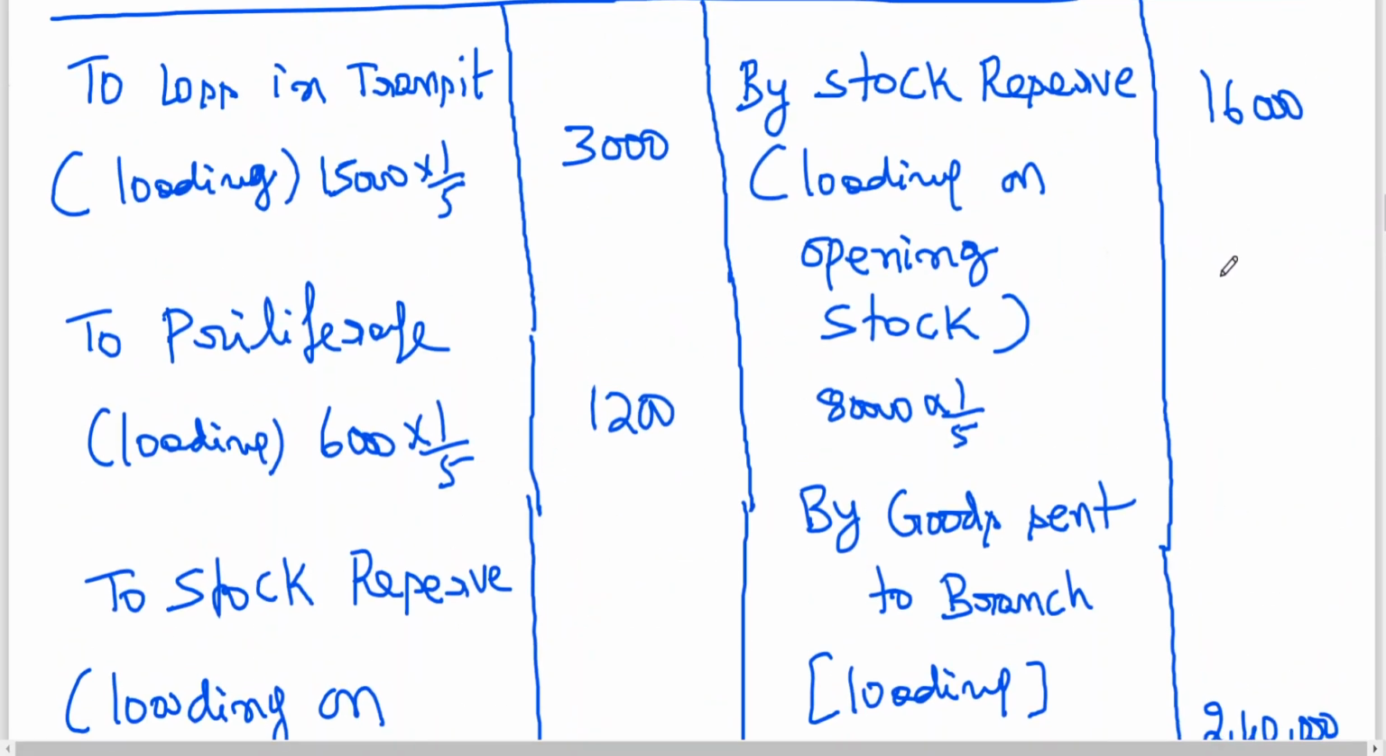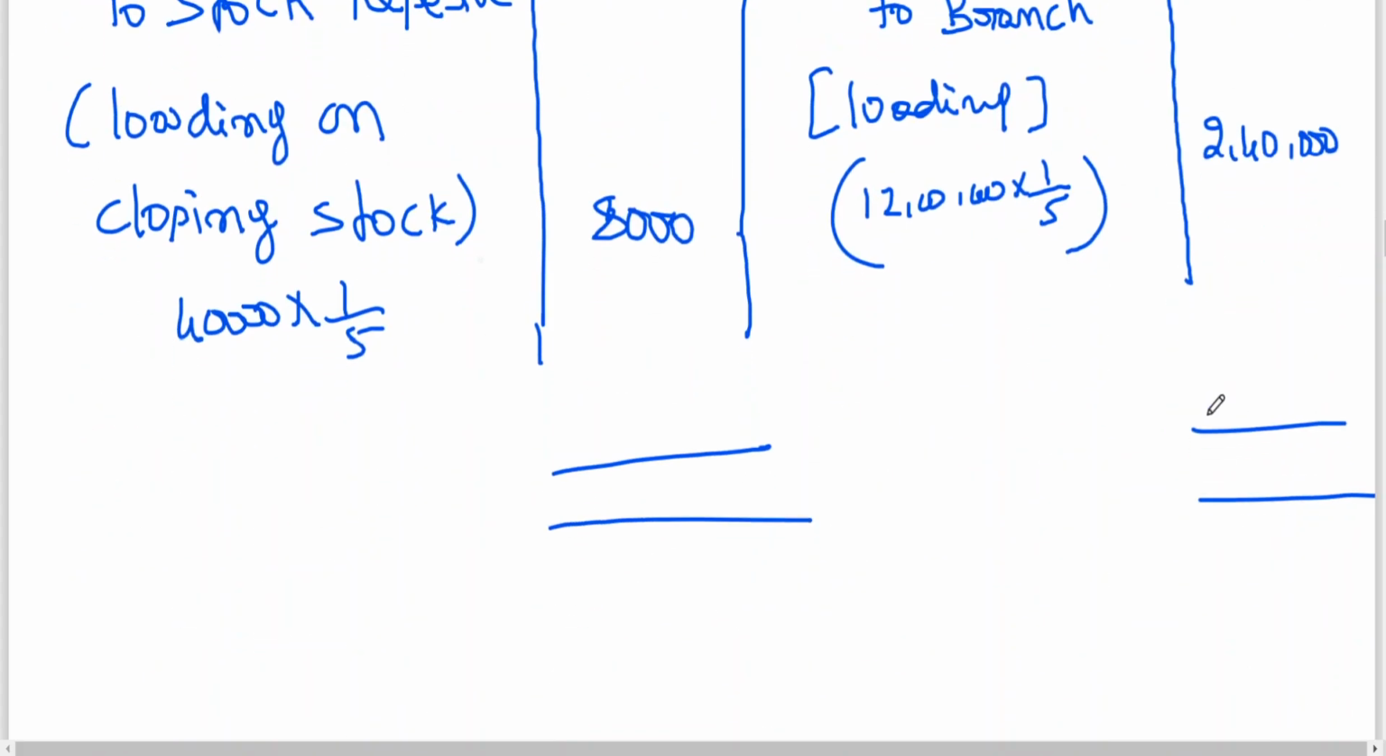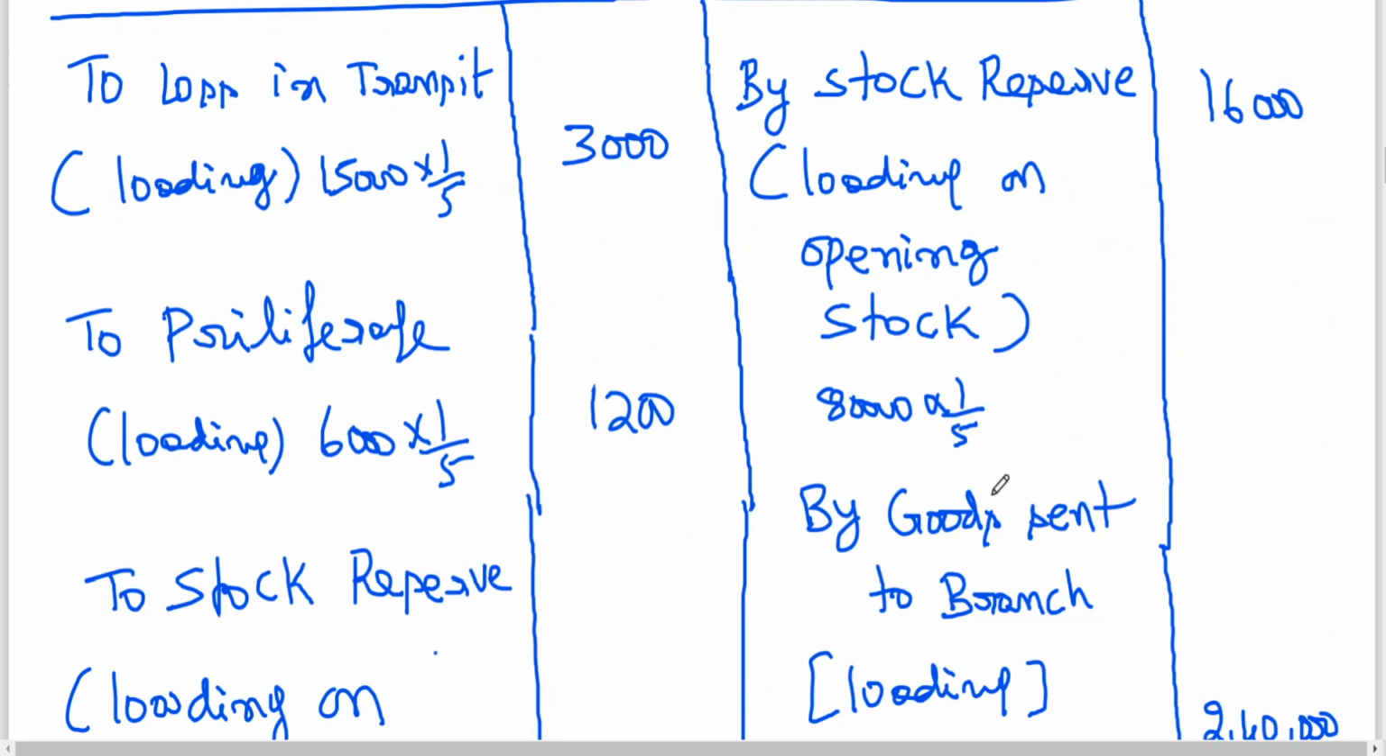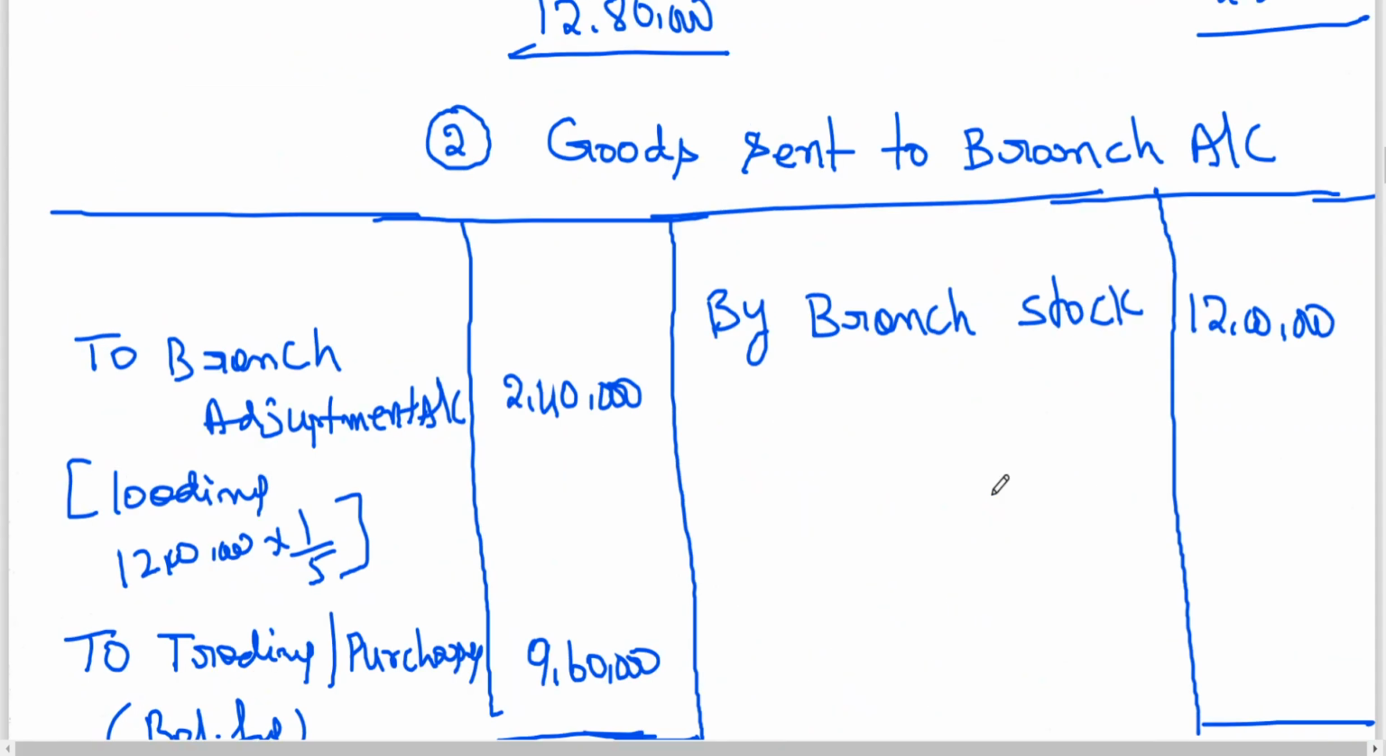Closing stock has been completed. 16,000 plus 2,40,000 is coming to 2,56,000. So 2,56,000 minus 2,40,000.